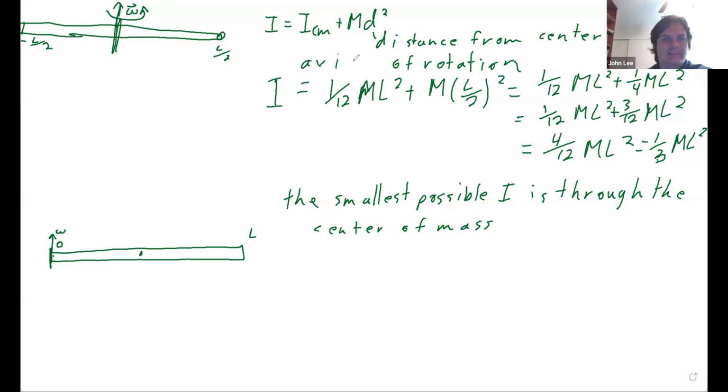The moment of inertia about the axis is going to be a positive value plus something, no matter what distance you are from the center of mass. So if that's the case, then any distance from the center of mass is going to cause there to be a positive change in the moment of inertia.